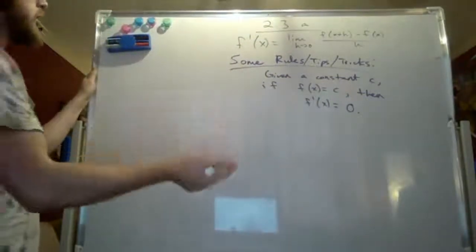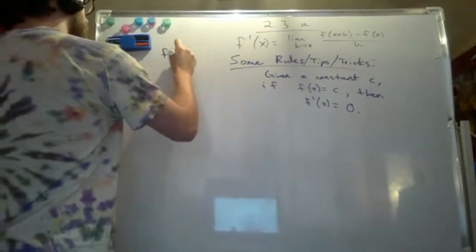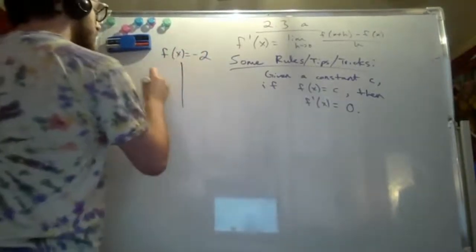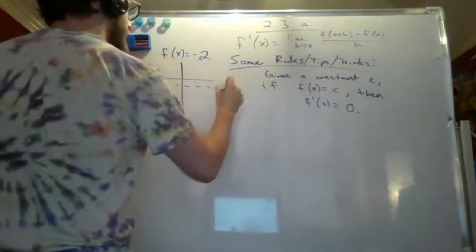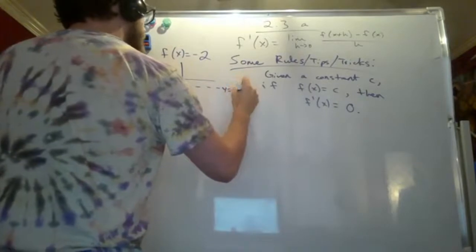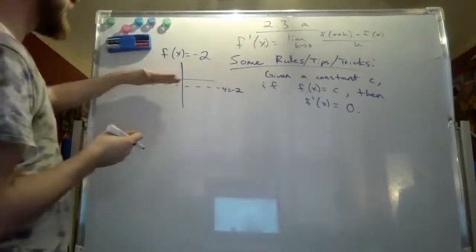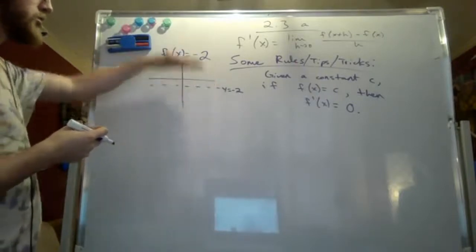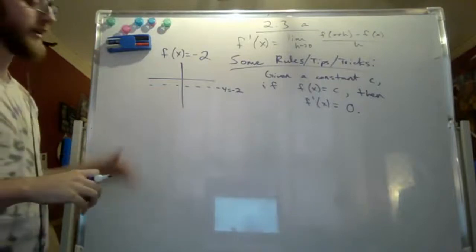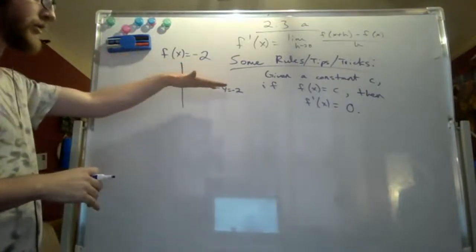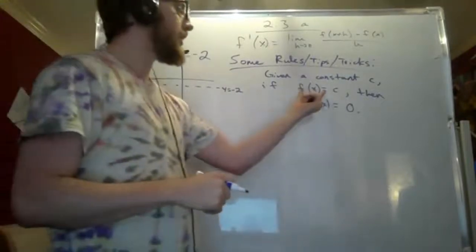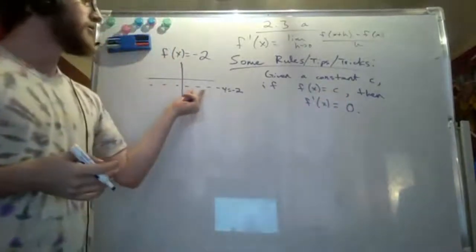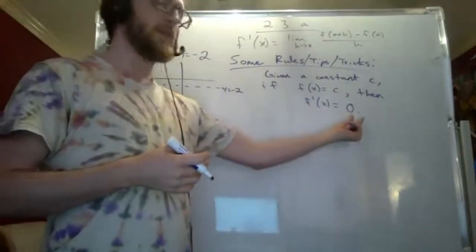Now, why is this true? Well, think back to the example we had before where f of x equals -2. In this case, we had the horizontal line at y equals -2. And we talked about how the steepness of a flat line like this is 0. And this is going to be true for any horizontal line. It's flat, and so the steepness is 0, the slope is 0. And so anytime you have a function that's equal to a constant, regardless of what that constant is, it's going to be a flat line, and so your derivative is going to be 0.